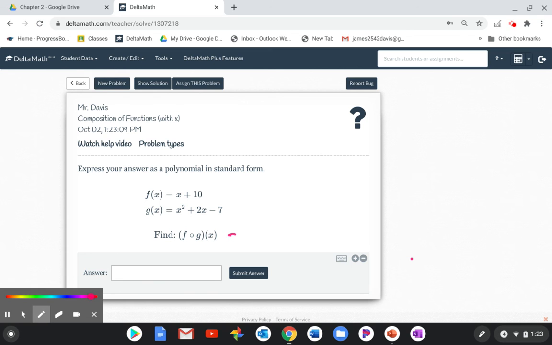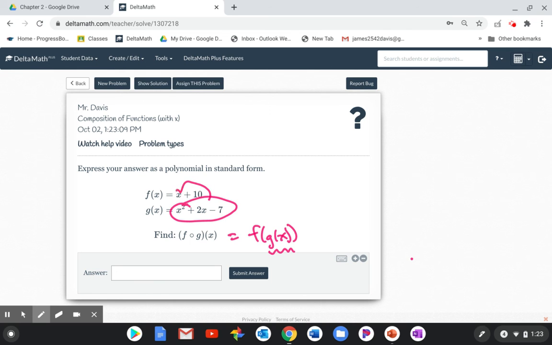f of g means you're going to plug g into f. Again, I like to rewrite it this way so it shows me which one I'm going to plug in. So I'm going to plug this whole one in for that x. So this just becomes parentheses, always a good idea, x squared plus 2x minus 7, plus 10. Now there's no operations to do here, so we can just drop the parentheses. And then just combine like terms, which is negative 7 and 10. This becomes x squared plus 2x plus 3. And that's all we have to do.